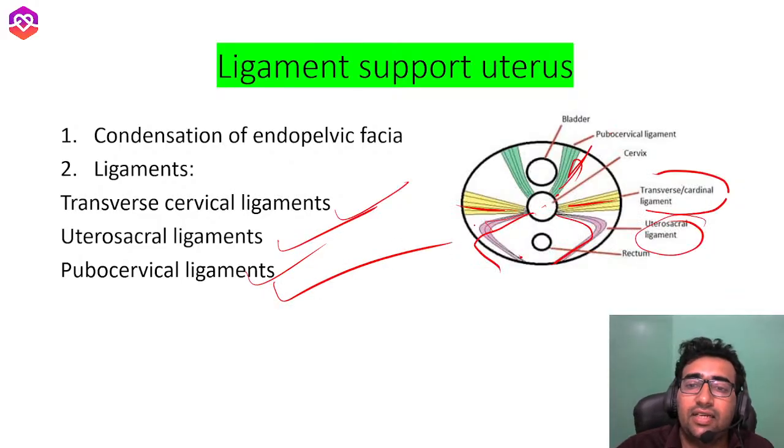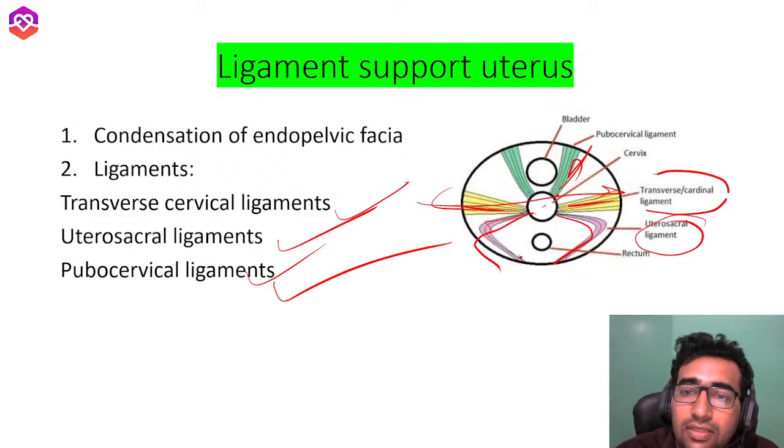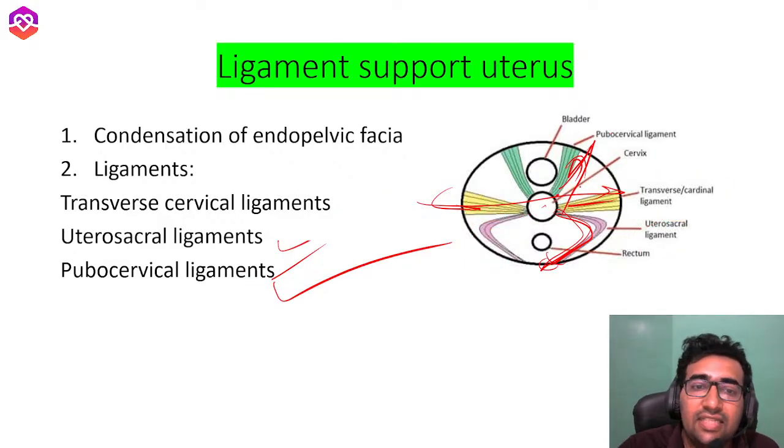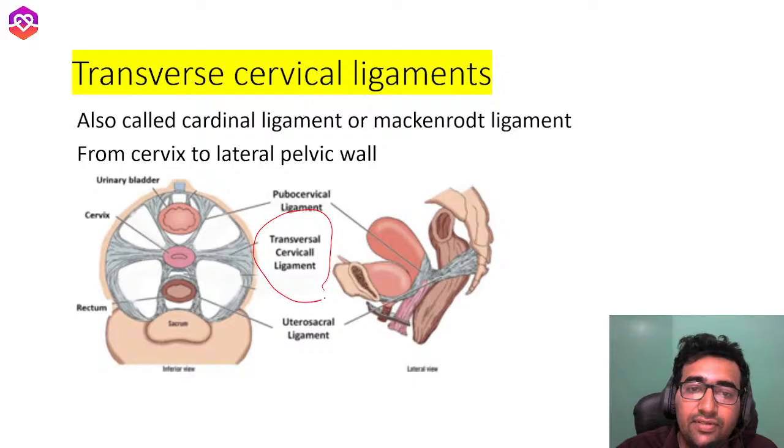So these are the three ligaments I want to tell: transverse cervical ligament, uterosacral ligament, pubocervical ligament. Let me tell once more. Transverse cervical. Okay. Sorry, uterosacral and pubocervical. Understood? So these are the three ligaments that hold the uterus in position actually. Here you can see the transverse cervical ligament, also called cardinal ligament or McIntosh ligament.